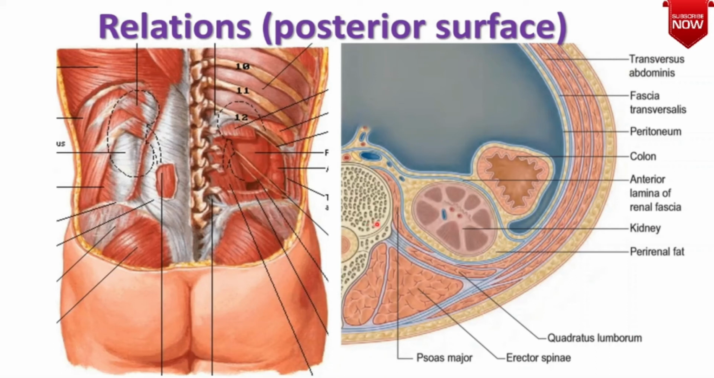You can also appreciate the relation on the posterior surface. This is the psoas major muscle taking origin from the body of the lumbar vertebra and covered by the iliopsoas fascia. This is the quadratus lumborum muscle covering the transverse process of the vertebra and covered by the anterior layer of thoracolumbar fascia. And here is the transversus abdominis muscle, taking origin from the thoracolumbar fascia. Here you can appreciate the origin of the transversus abdominis muscle from the thoracolumbar fascia. These are three muscles on the posterior surface of the kidney.